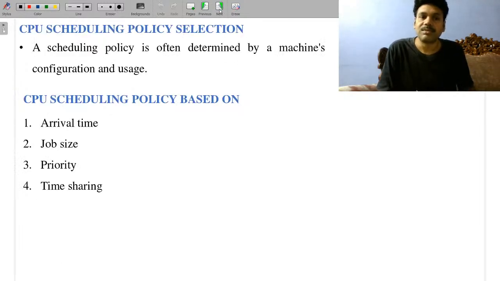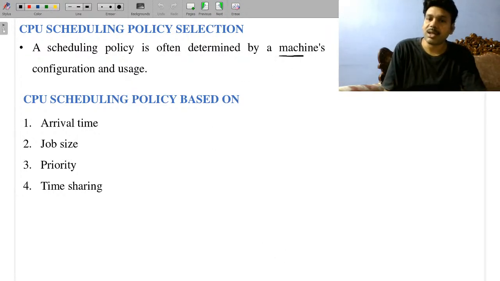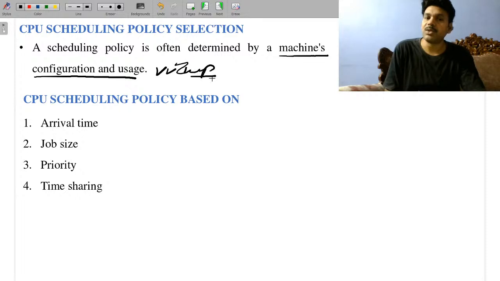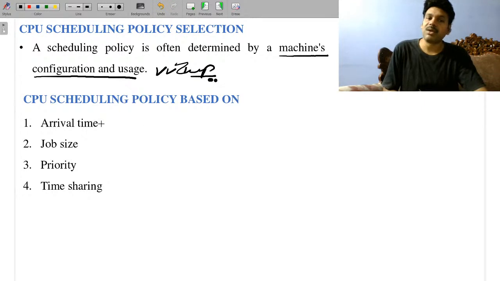So come to CPU scheduling policy selection. The policy selection is independent and depends on the configuration of your CPU only. This is very, very important. It's not equal for all the processors, it's not equal for all the systems. System by system, the CPU scheduling policy depends. It's not fixed.